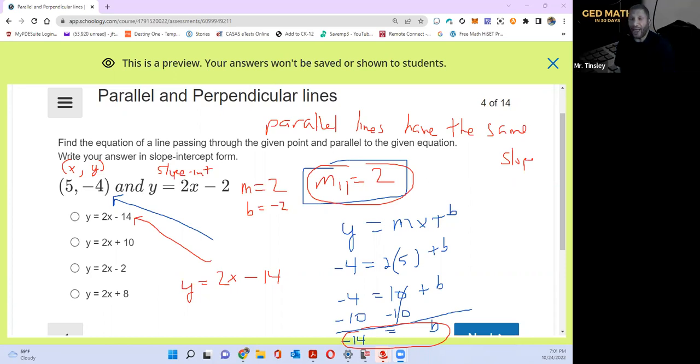But the first thing you have to remember is that parallel lines have the same slope. To find the slope of the perpendicular, you take the negative inverse. Change the sign, flip it.